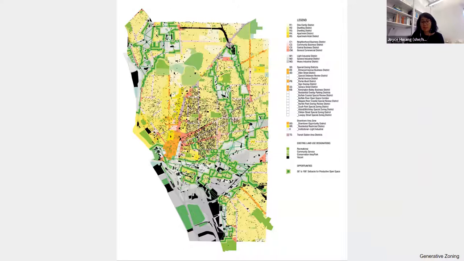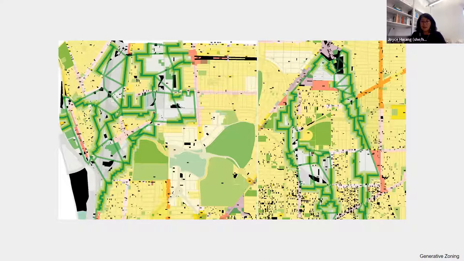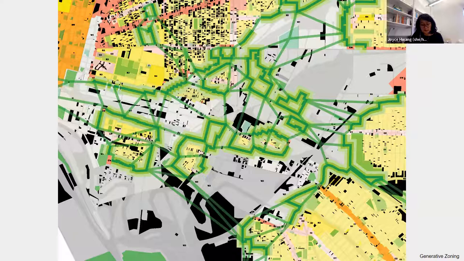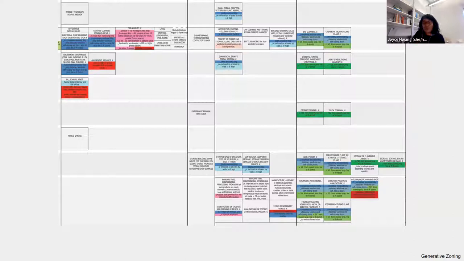So connecting them through vacant lots, through other green spaces and so on. Could we start to think about the city as a much more interconnected green network rather than as a fragmented landscape? These are just some of the speculative ideas that I came up with looking at this zoning analysis.